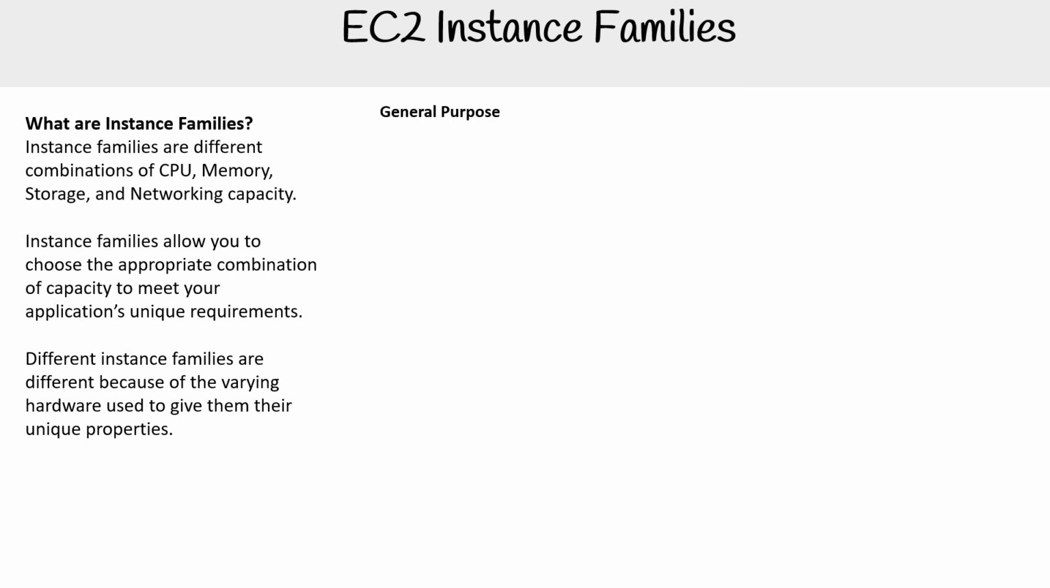The first is general purpose. So here we have a bunch. We have A1, the T line, the M line. I want to point out that A1 is actually a previous generation one, but I put it in there anyway. It used to run ARM. But there can be families that are previous generation or that you wouldn't necessarily want to select, but they're around for legacy reasons. And so that's an example of a previous generation instance type.